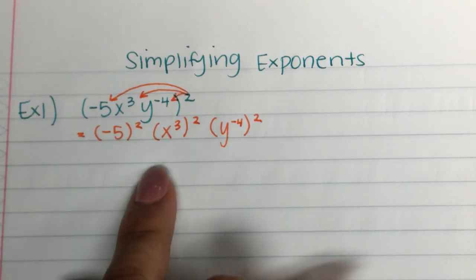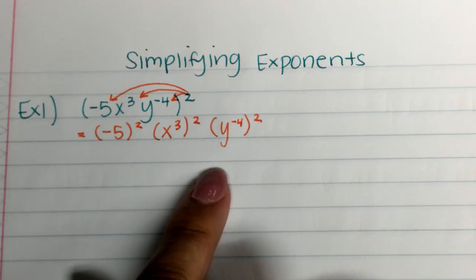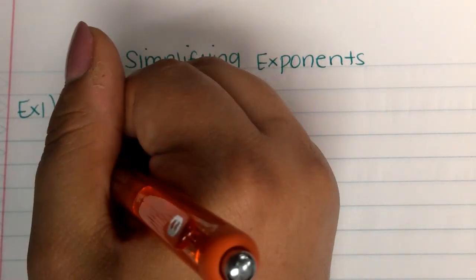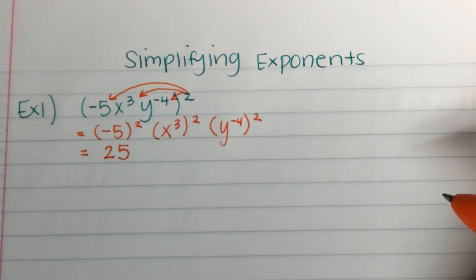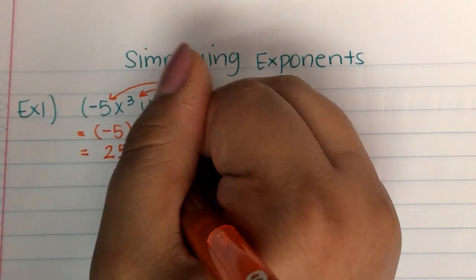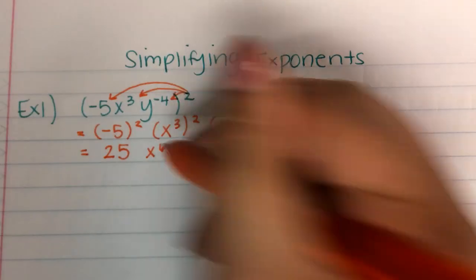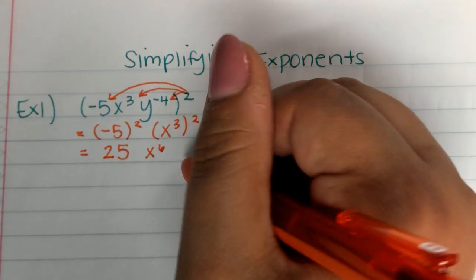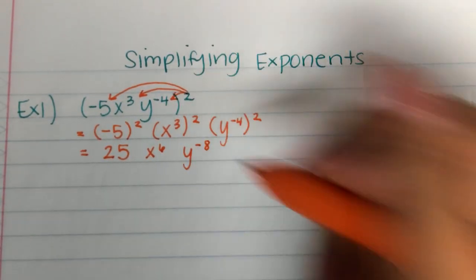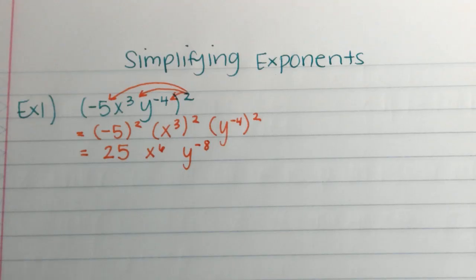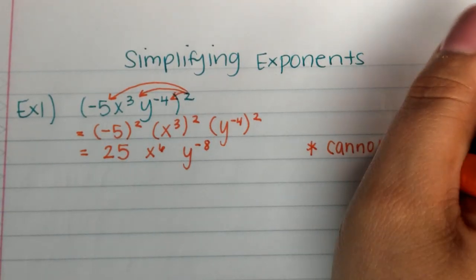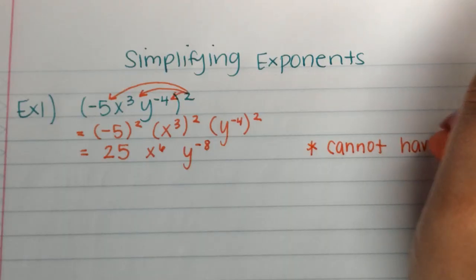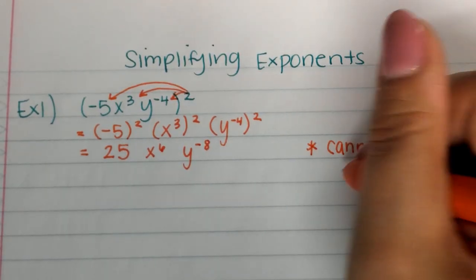And this is a perfect example of if you didn't show this step, you would be fine. What is negative 5 squared? 25, boys. Shh. What is x cubed squared? And what is y to the negative 4th squared? Which gives me, is that my answer? Why not? You cannot have a negative exponent in your answer.